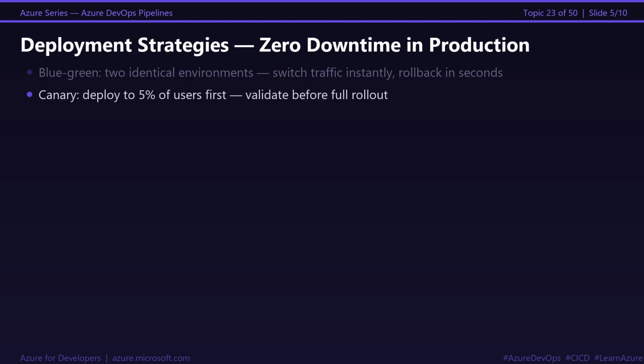When green is healthy, you switch the load balancer. Traffic moves instantly from blue to green. If something is wrong, switch back to blue. 5 seconds to roll back.